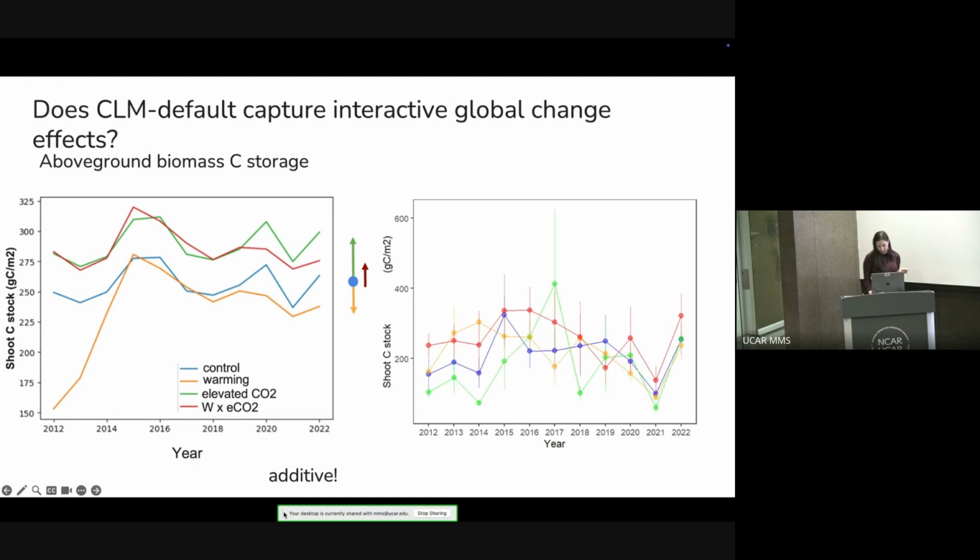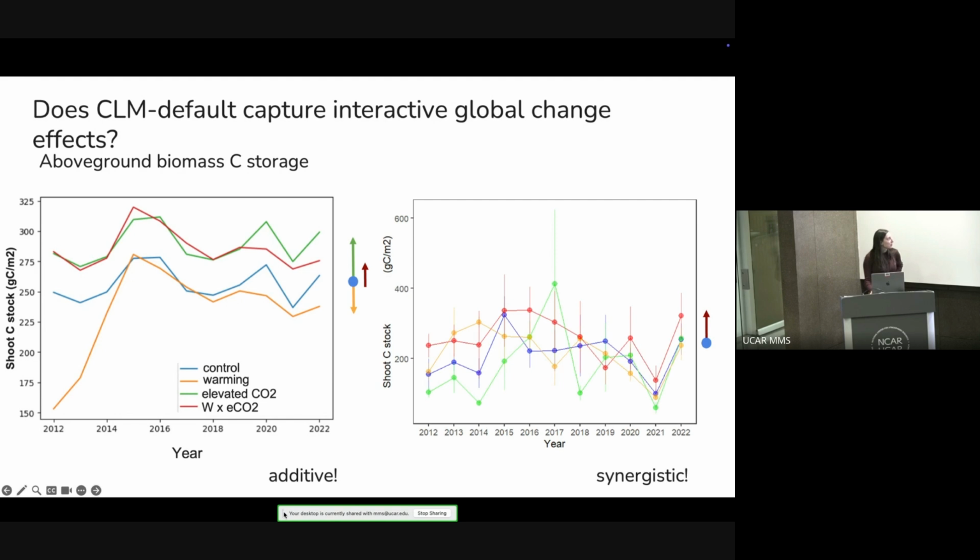But then if we look at observations, first you'll note that they're messier, right? Which is not surprising, I think, to anyone. But if we focus on the last few years of the observations, what we see is that warming and elevated CO2 don't really have an effect on shoot carbon. But despite that, the interaction increases shoot carbon, right? Because that interaction couldn't be predicted from the individual factors, we call that a synergistic interaction. So not the same, right?